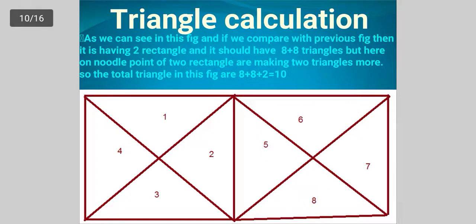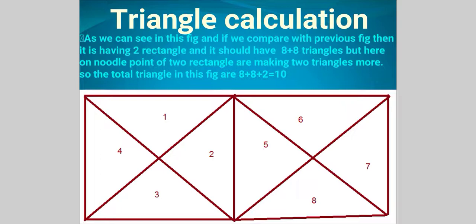But due to the combination on the nodal point you can see 1 triangle and it is the second triangle. So 8 plus 8 plus 2 is equal to a total of 10 triangles. In this, if we are joining 2 squares which are diagonally crossed, there will be 8 triangles in each square. But due to the joining, making a nodal point, 2 more triangles will be formed. So total triangles 8 plus 2 plus 8 is equal to 10.